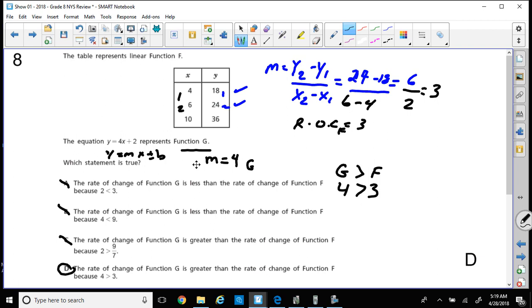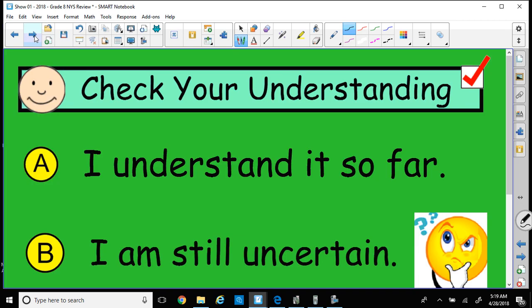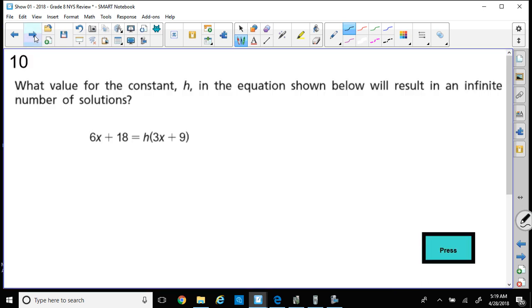So we had to find our rate of change, which was the slope for the chart, and then just use our linear equation formula here and just pick the m, or rate of change for g, which was 4. That was a good question. So hopefully you understand what's going on. If not, write down your questions and come see me and we'll talk about it in class. Or watch the video again as well.